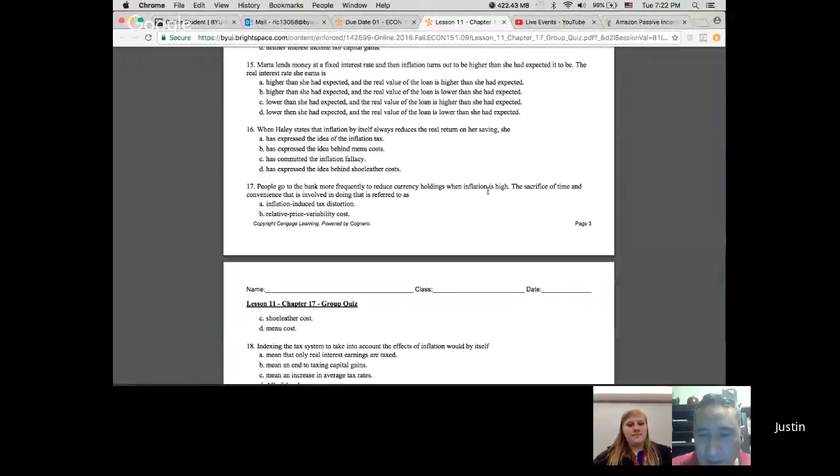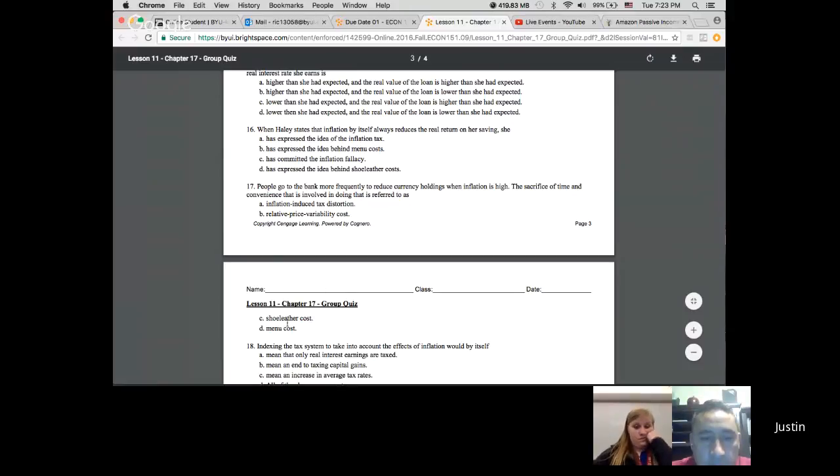That's right. Unless we let them. What are we on? 17? Yeah, 17. People go to the bank more frequently to reduce currency holdings when inflation is high. The sacrifice of time and convenience that is involved in doing that is referred to as shoe leather cost. I got the same. C.